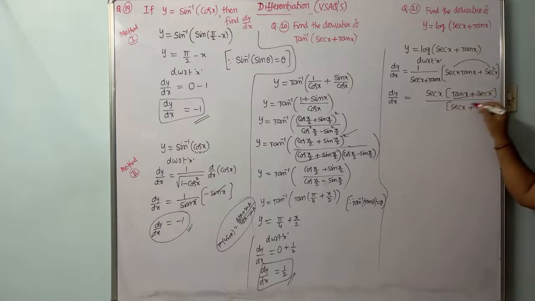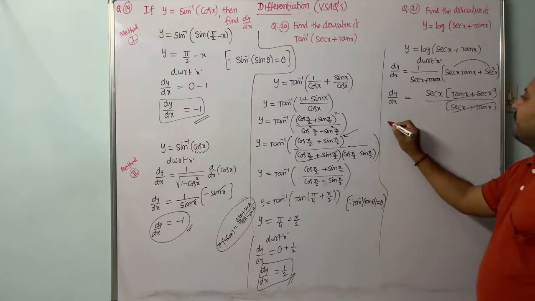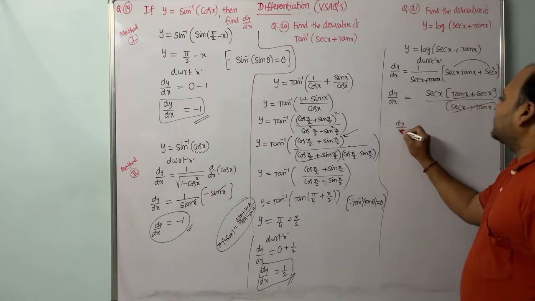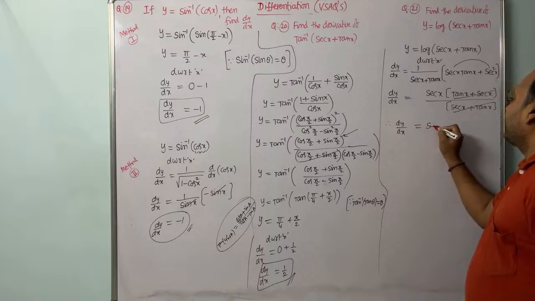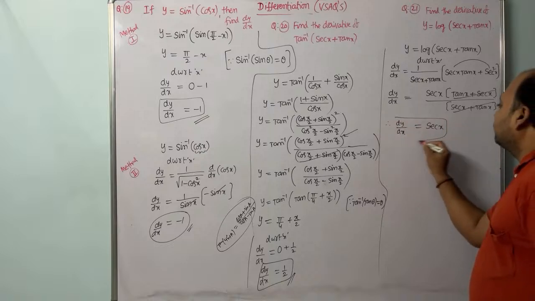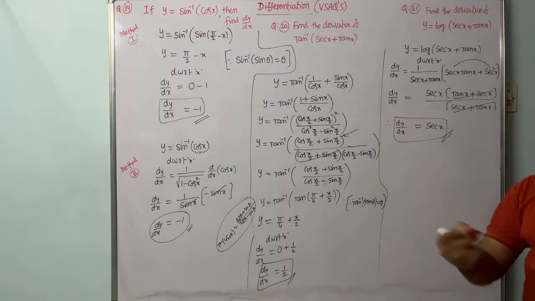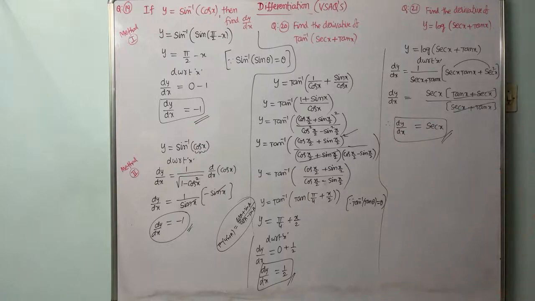So secant x plus tan x gets cancelled. Therefore dy by dx is equal to secant x. This is the way we can do it, dear students. We'll move to another question.